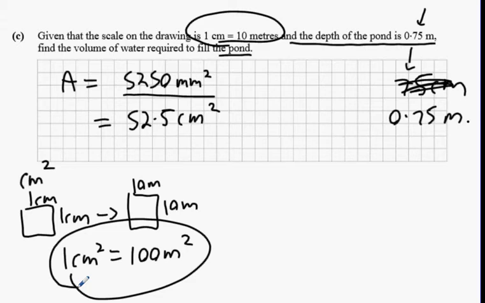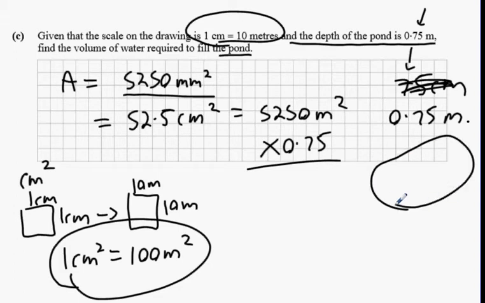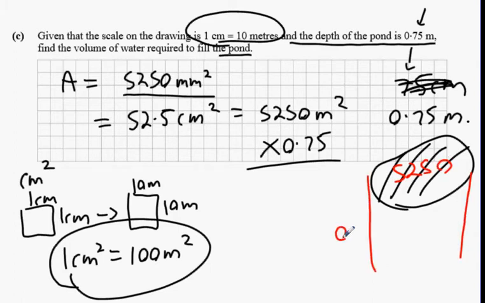So multiply that by 100 and you get, we're basically going back where we came from, 5,250 meters squared. That's the face. Then you're going to multiply by the length of 0.75. Please remember, the face is 5,250, the length downwards is 0.75. Multiply them and see what you get. Am I good with that?